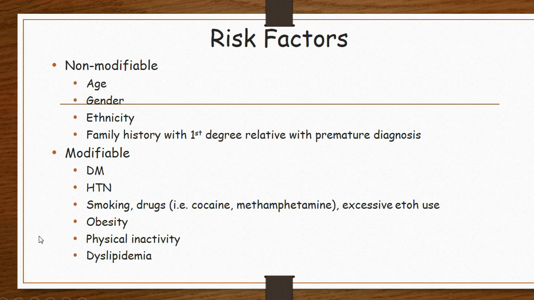We have risk factors, non-modifiable and modifiable. So our non-modifiable are age, gender, ethnicity, and a family history. The family history is of a first-degree relative with a premature diagnosis, meaning they had heart disease under the age of 50. Because if you live long enough, you're going to get heart disease.